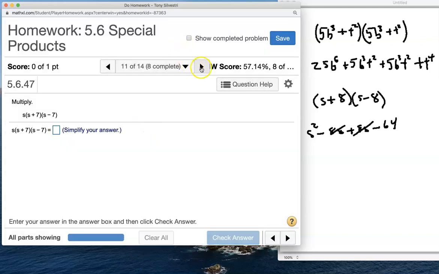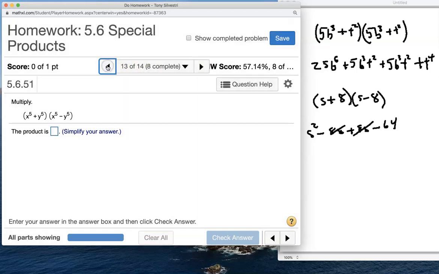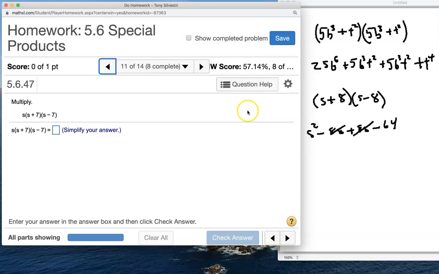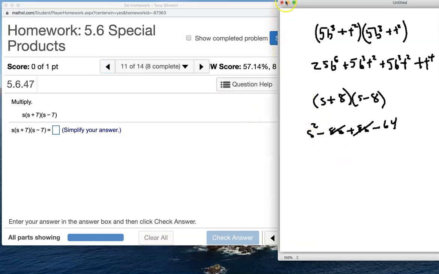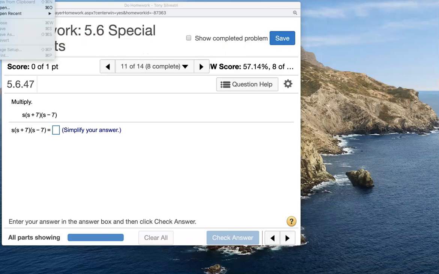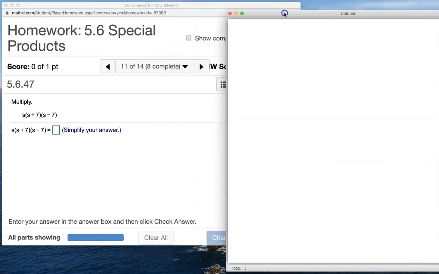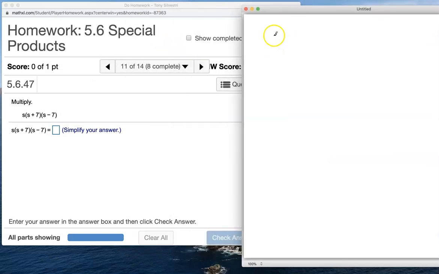So the rest of this looks like we just got bigger problems to do. That's all this stuff is. We'll do the rest of them. Let me clear this paper. Don't save. File new. But the long and the short of it is this. S plus 7.